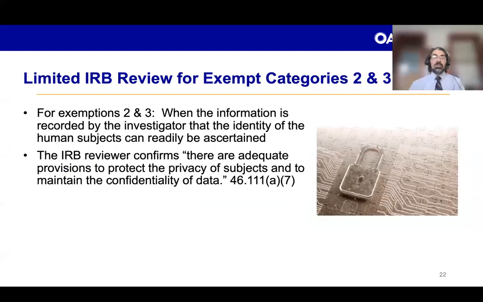Exemption category 2 deals with educational tests, surveys, interviews, and observation of public behaviors. And category 3 covers benign behavioral interventions. Each of these exemptions have different stems in the regulations, but then they have the same 3 prongs, and only one of those 3 has to be satisfied to be considered exempt. So the last prong for each of them reads, the information obtained is recorded by the investigator in such a manner that the identity of the human subjects can be readily ascertained directly or through identifiers linked to the subjects.